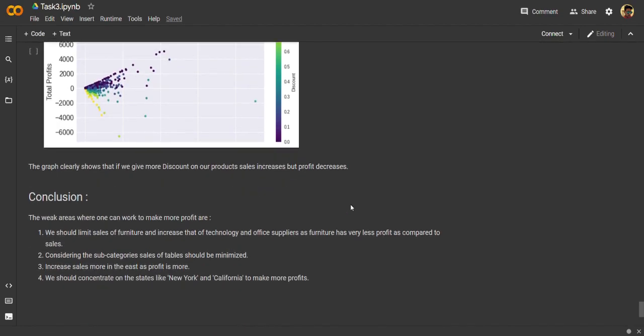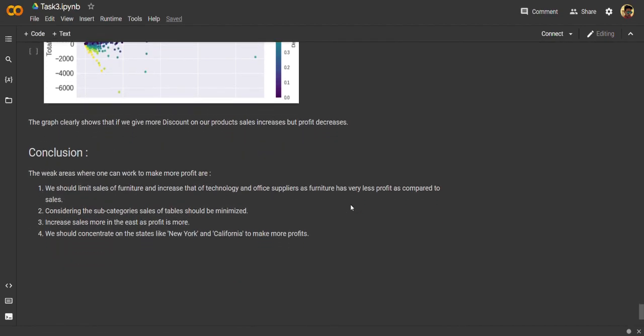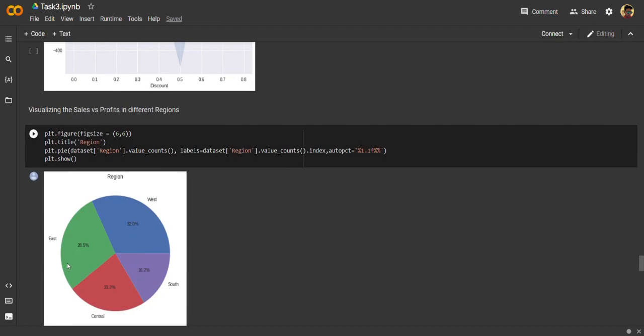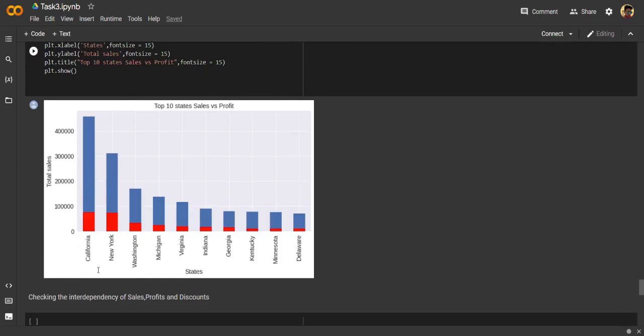Now we come to the conclusion part. The weak areas where one can work to make more profit are these. First, one should limit the sales of furniture and increase those of technology and office supplies, as furniture has very little profit compared to the sales. Second, considering the subcategories, the sales of tables should be minimized, and sales should be increased in the east to make more profit, as we can see in the graph that the profit margin there needs to increase.